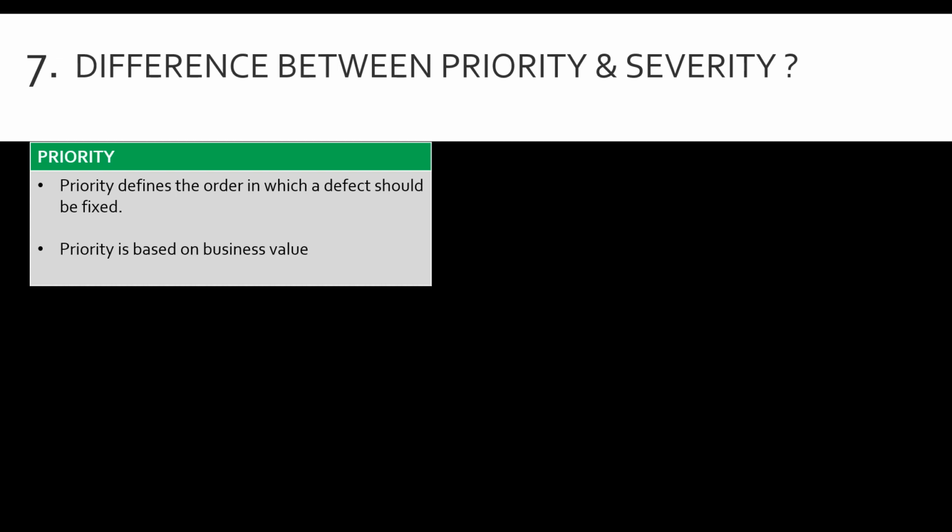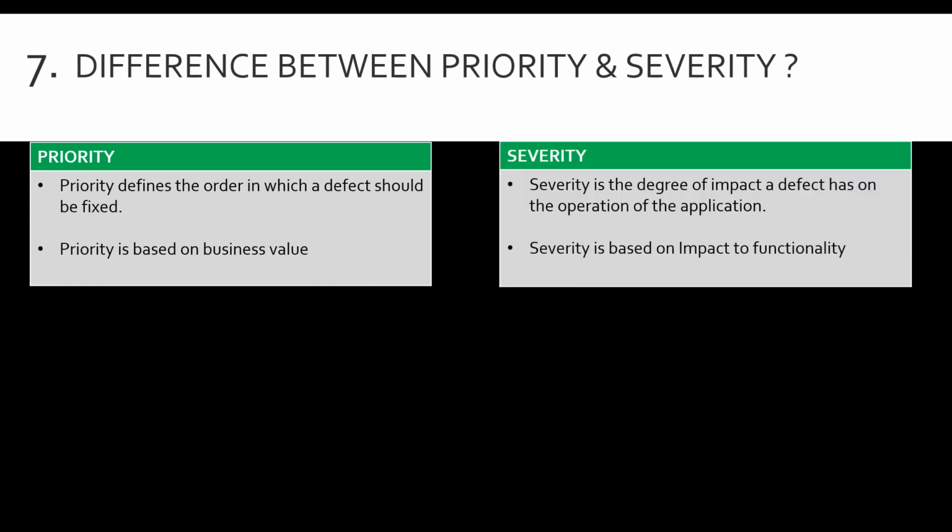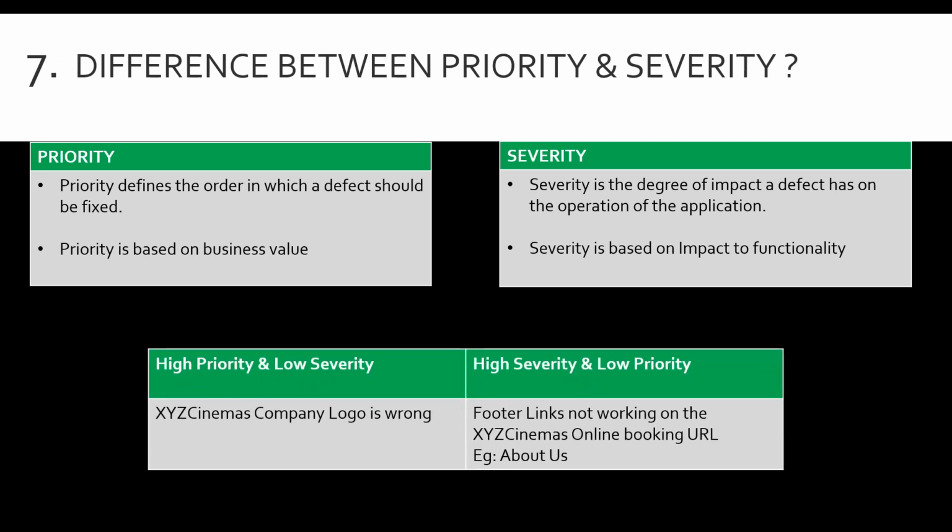Severity. So severity is the degree of impact a defect has on the operation of the application. So this is the functionality's impact. So if a key functionality doesn't work, the severity is very high, and severity is based on the impact to functionality. So priority and severity are two different things, but they may look the same. Let me try to explain this with an example, and this is also again a commonly asked question. Can you tell me an example of high priority and low severity?